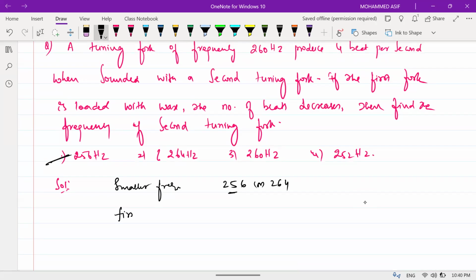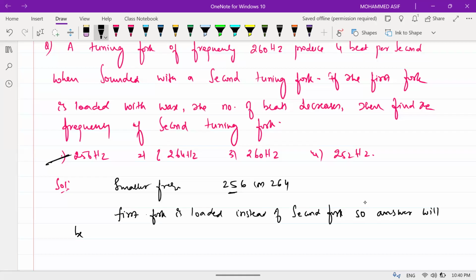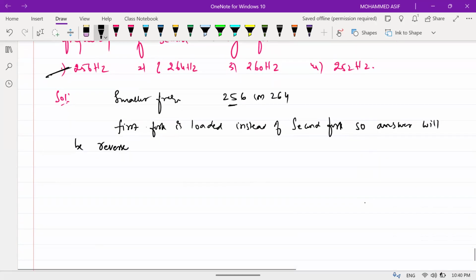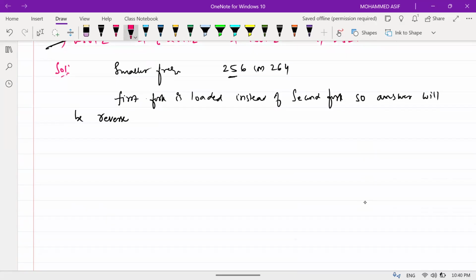Right, here see, first fork is loaded instead of second fork, isn't it? So answer will be reverse. I told you answer will be reverse. Like greatest is the second one, and here it will be the lowest. Okay, the smaller frequency will be the answer. Am I clear? Yes, sir. Chalo. Before I complete the question, you can give me the answer now.